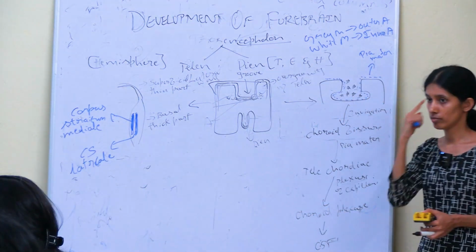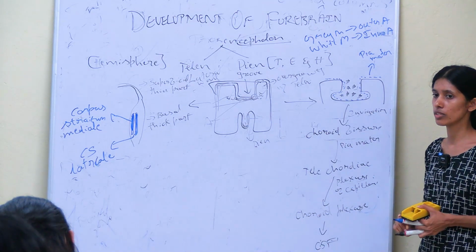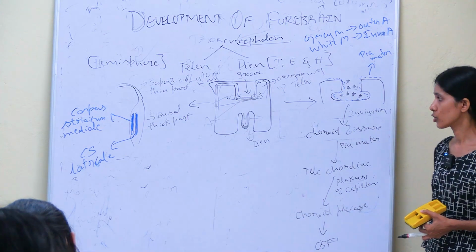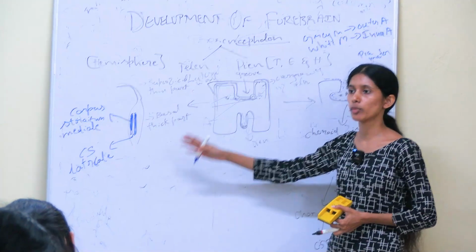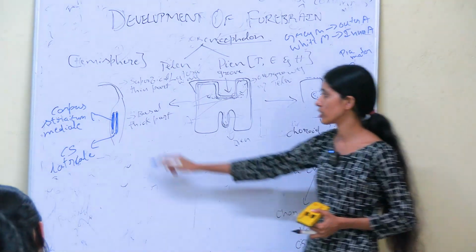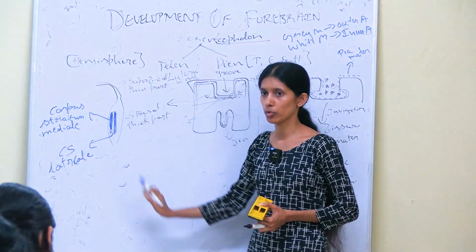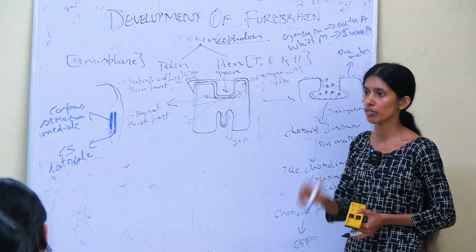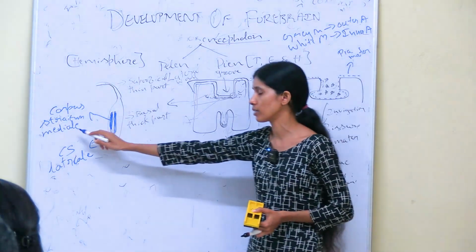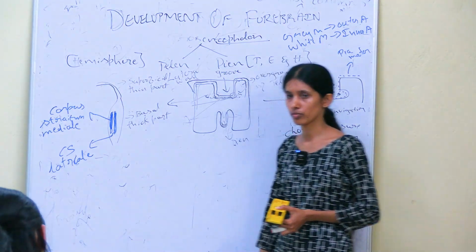Okay. Any doubts? So whatever cells do not migrate out of the mantle cell zone remain in your basal thick part and form the corpus striatum. Your corpus striatum has two divisions. Those are the corpus striatum medial and corpus striatum lateral parts.